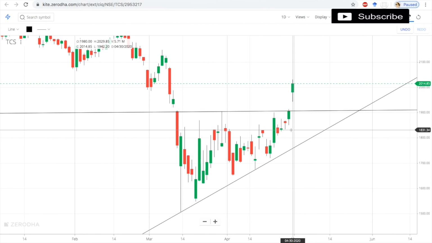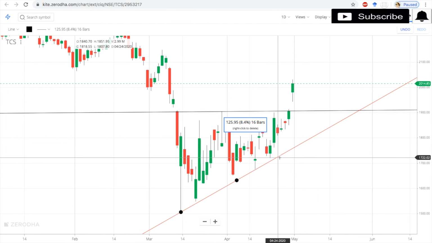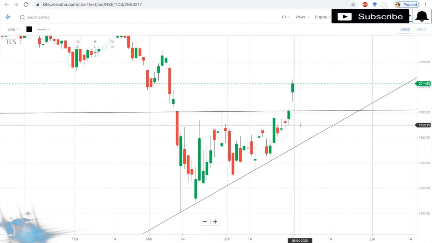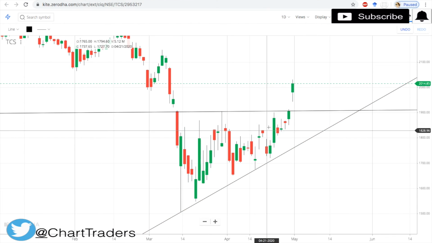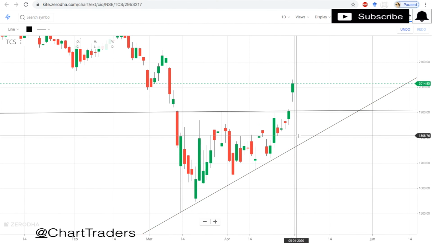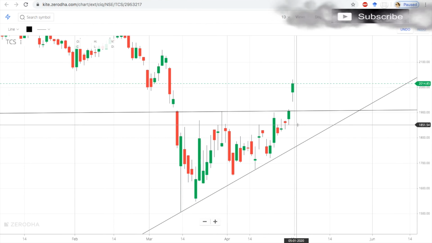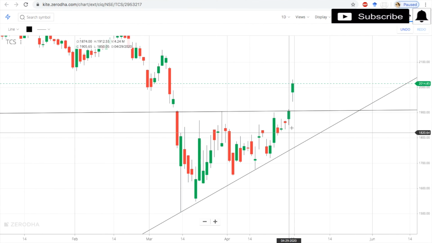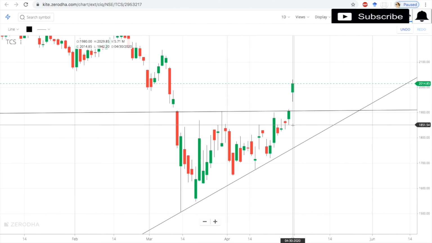What is my stop loss? That is the swing low. You can keep it here at 1750, or you can keep this candle low, that is 1850. Normally we take the swing low according to the theory. So stop loss is 1750, but you can choose according to your risk management. It might be possible to keep the stop loss at the low of the last candle, that is 1850.